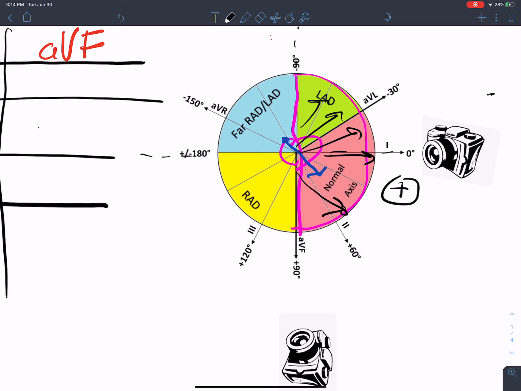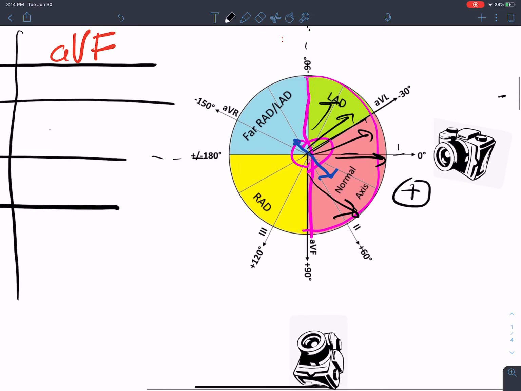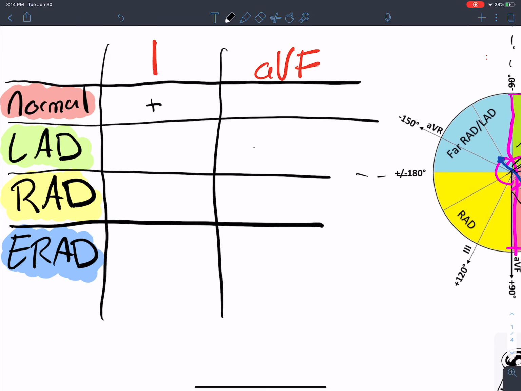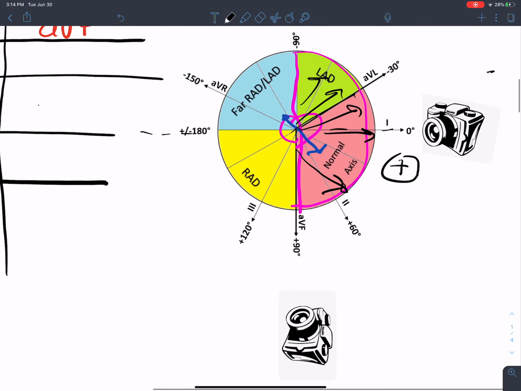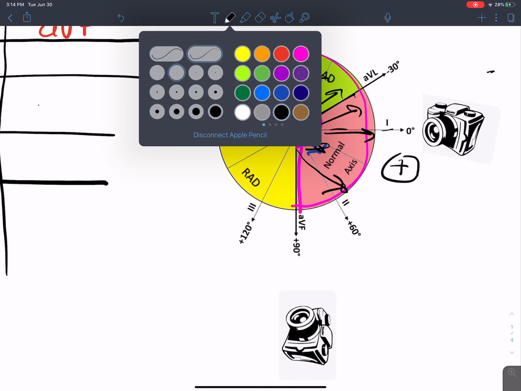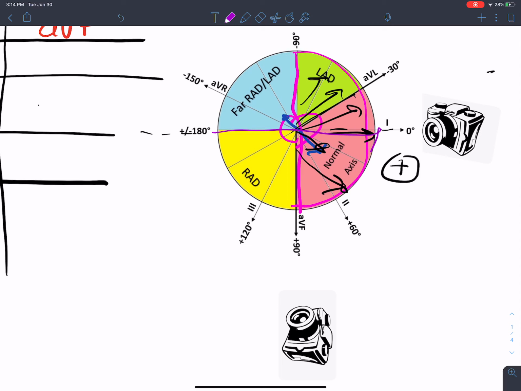So that tells us, we're talking about normal axis right now, that if we have a normal axis, lead 1 is going to be positive. Now what's happening in AVF? AVF, we're still traveling in this direction, but anywhere basically in this half of the circle, right there, see that? Cool. Anywhere in this half of the circle is going to appear as a positive deflection in AVF.